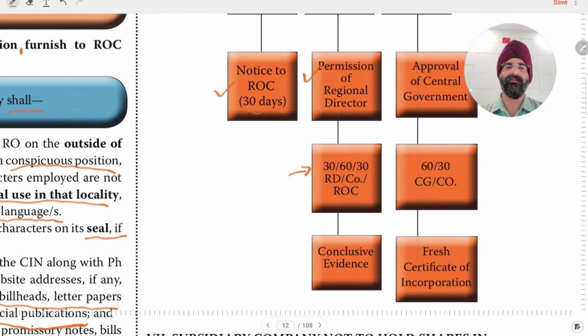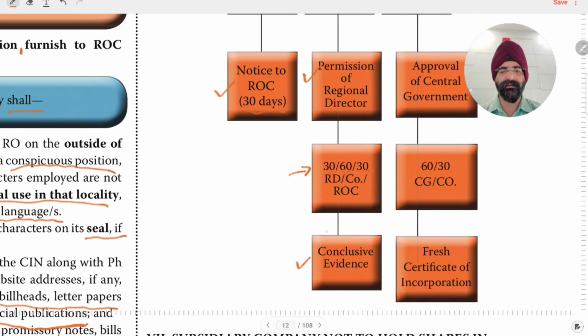Permission of the regional director is to be obtained within 30 days. Then the application will be filed to the regional director. Then within 30 days, the regional director will decide the matter and revert to the company. Means it will take 60 days to revert whether registered office is changed or not. Then after that, within 30 days, ROC is to be intimated that RD has passed its order.